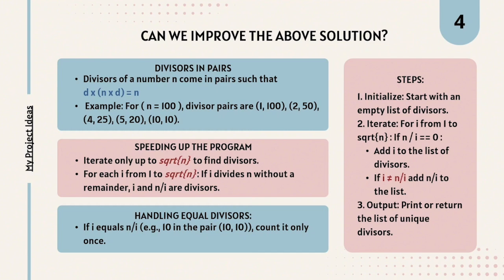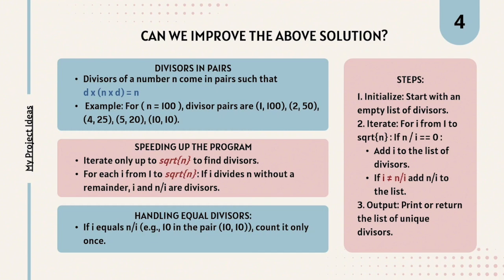So do not iterate up to n, iterate up to the square root of n to find the divisors. If you're iterating up to n, that's why your time complexity is big O of n. So if you iterate up to the square root of n, your time complexity will be square root of n only. So for each i from 1 to the square root of n, if i divides n without a remainder, then i and n by i are divisors.